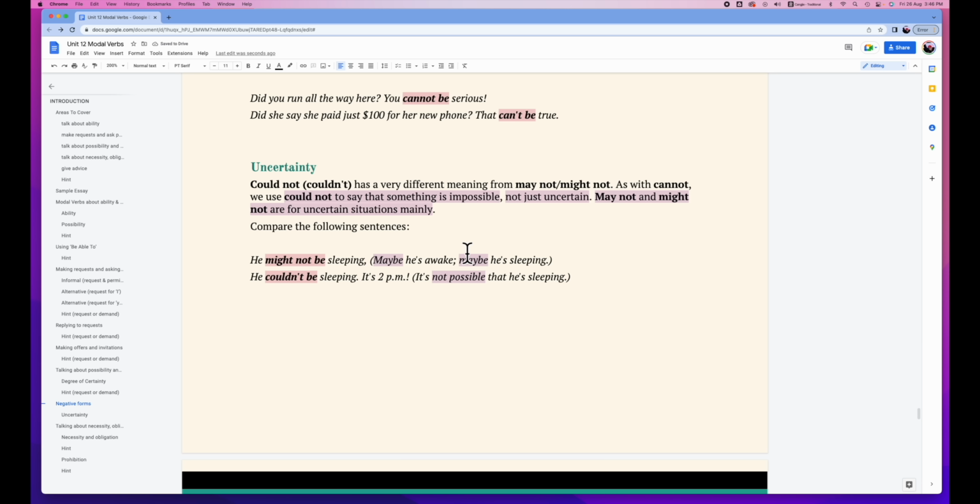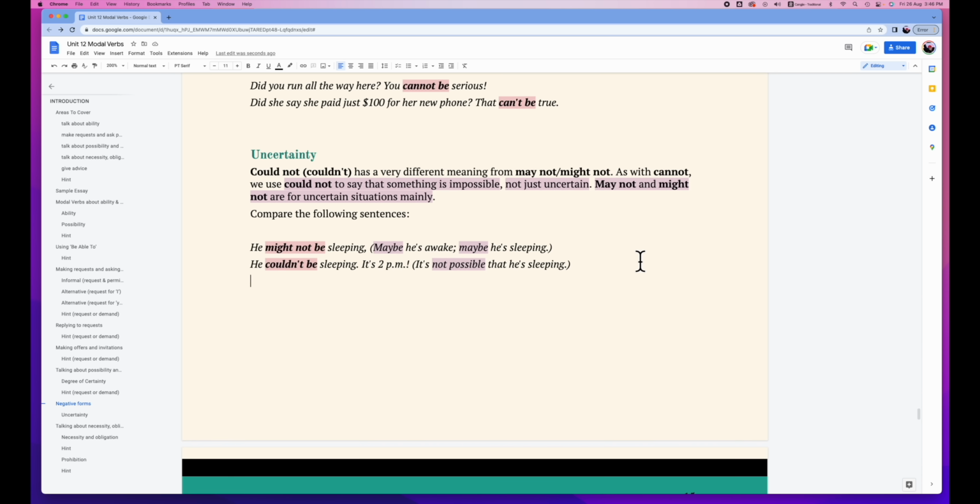When we are talking about uncertainty, the words may not and might not will be very different from the other modal verb could not. Let's take a look. Could not has a very different meaning from may not and might not. We use could not to say something that is impossible, not just uncertain, while may not and might not are mainly for uncertain situations. Example, he might not be sleeping. Maybe he is awake, maybe he is sleeping. But if we say he couldn't be sleeping, it's 2 p.m., which means it is impossible that he is sleeping.